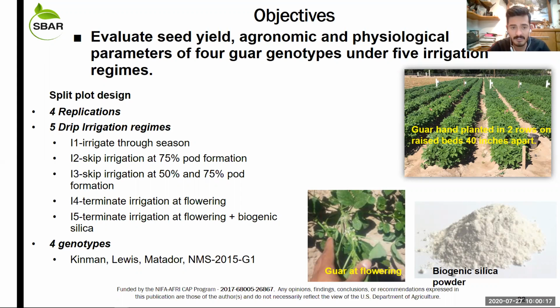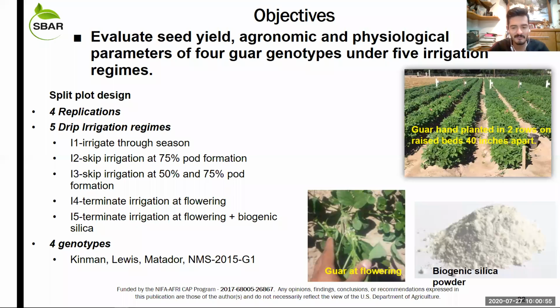For the first irrigation regime, we irrigate the whole season. The second irrigation regime, we keep irrigation until 75% pod formation. The third one was skipping irrigation at 50% and 75% pod formation. And then for irrigation 4 and 5, we terminated the irrigation. All these treatments we started after the first month, or after the establishment of the crop. The difference between irrigation 4 and 5 is that for irrigation 5, we introduced biogenic silica.